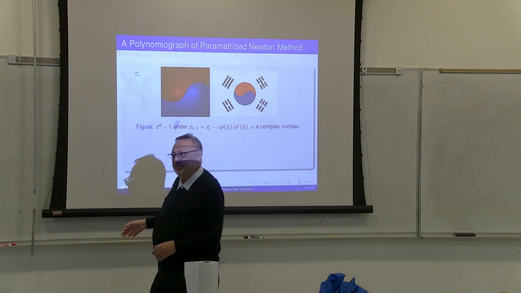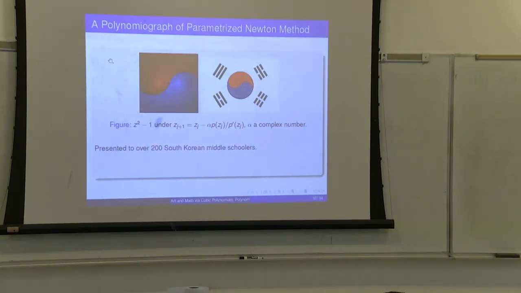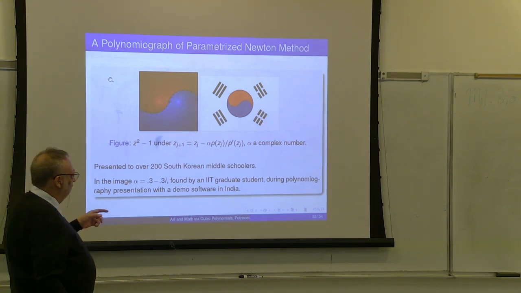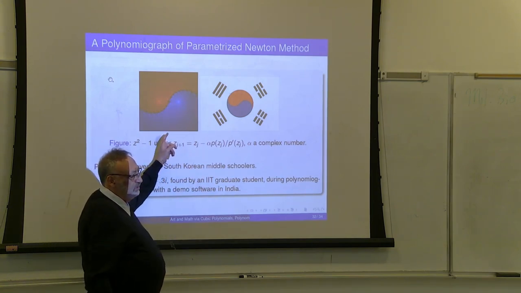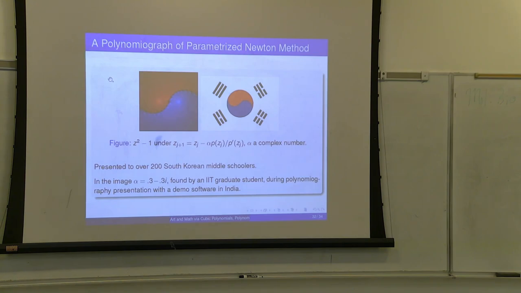Oh, you can do this with Newton's method. This best alpha, I was able to find; alpha happens to be this. Actually, some student when I was in India, also giving a talk on polynomials, a graduate student at one of the IITs, Indian Institute of Technology, he found this alpha.